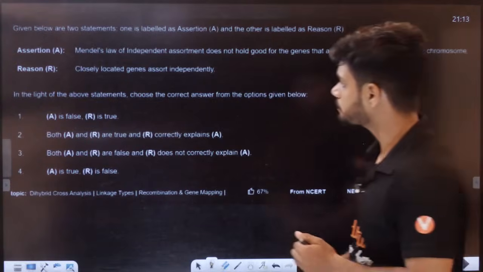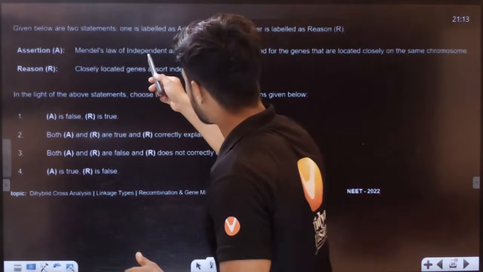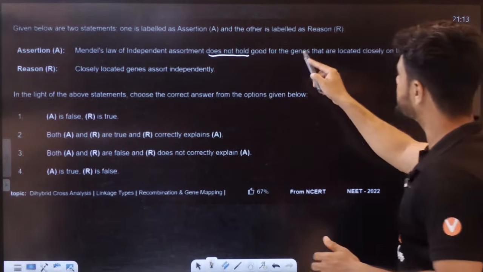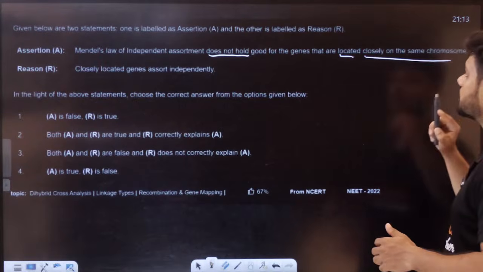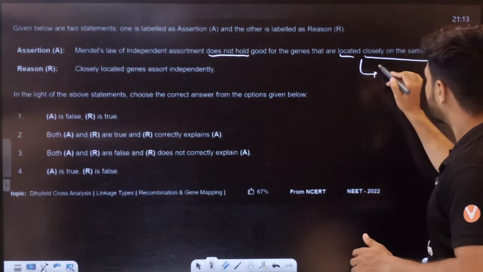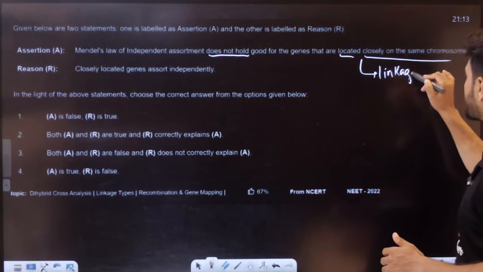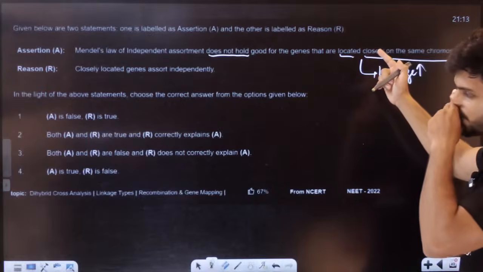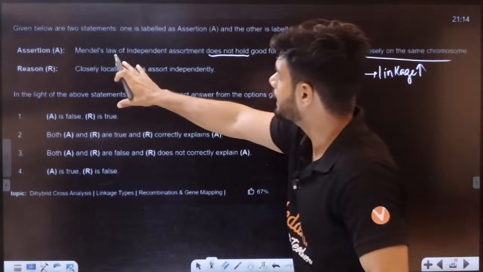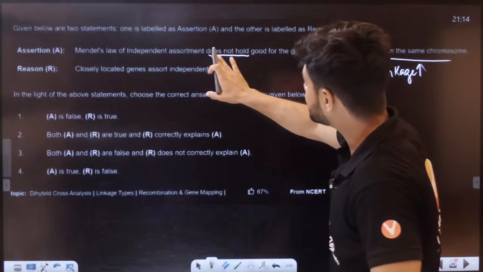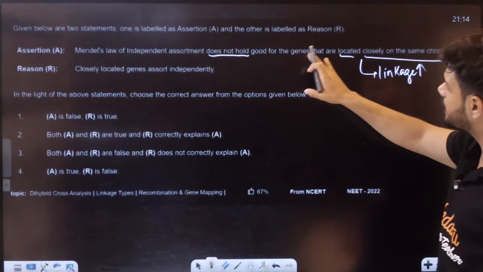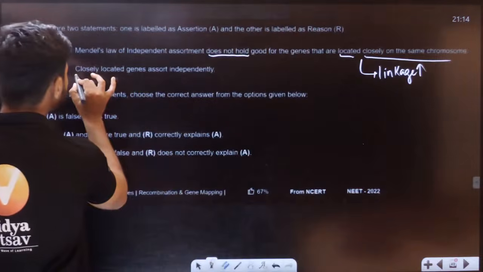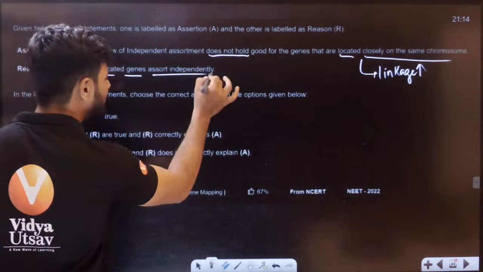Okay. See, students, Mendel's law of independent assortment does not hold good for genes that are located close to each other on the same chromosome. Obviously, if the linkage is very high, Mendel's law is not proper. Yes or no? And the reason says: closely located genes assort independently.